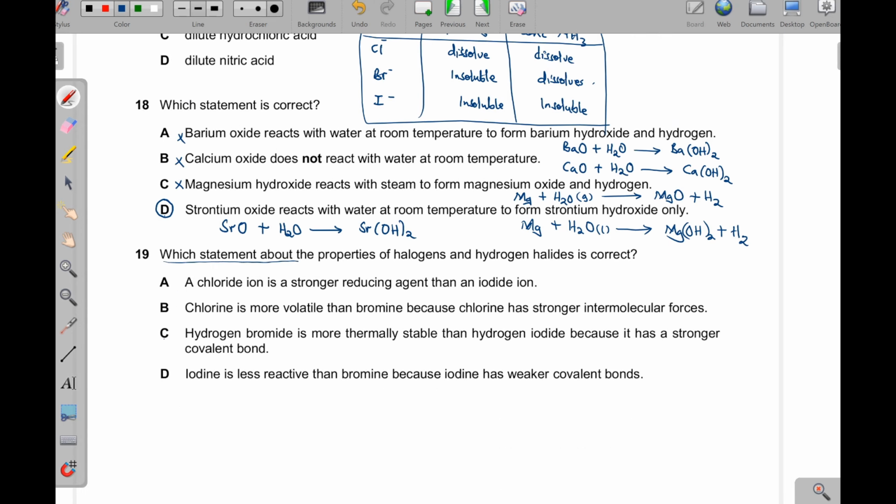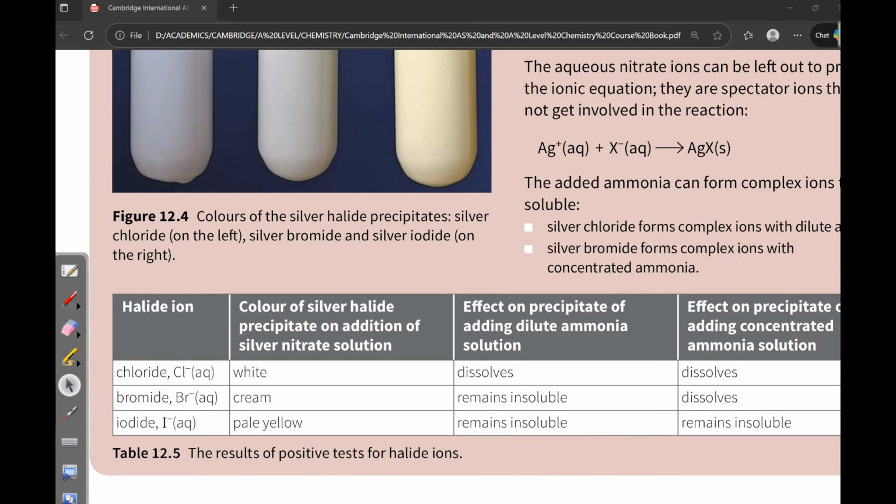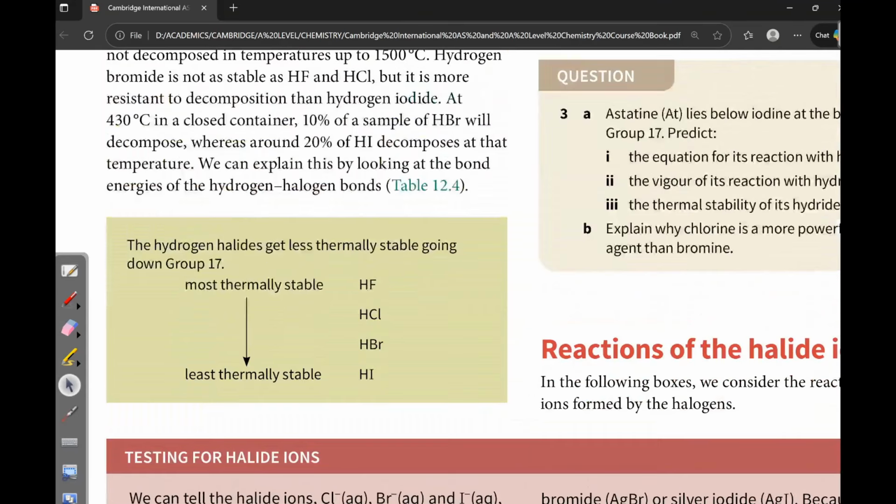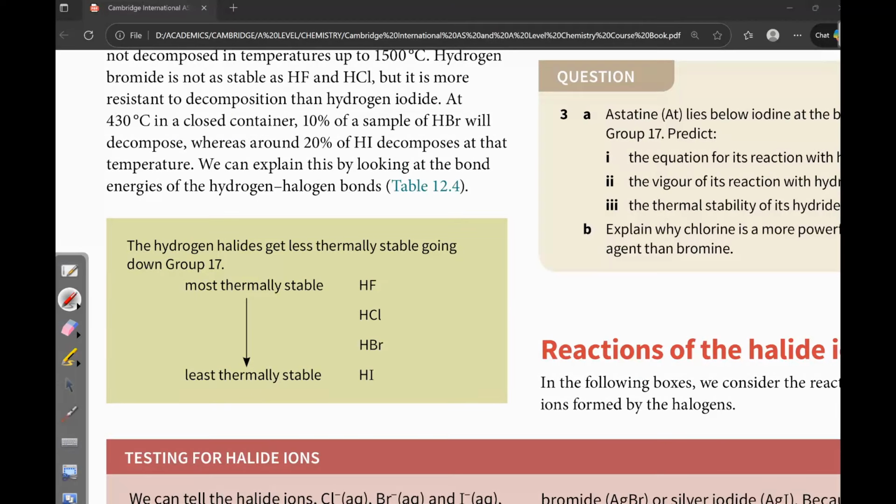Question 19. Which statement about the properties of halogens and hydrogen halides is correct? Properties of halogens and hydrogen halides. Now, when I take you back to this book here, just up here, for hydrogen halides, okay, they are least thermally stable as you go down the group. What does this one mean? This one can break, okay? The bond can break in there, they can decompose, okay?